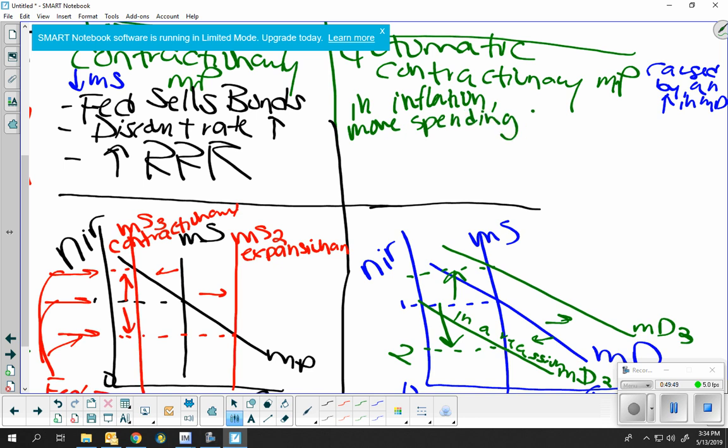So would that be crowding in? No, no, that's fiscal policy. And the loanable funds graph, this is the money market graph. The opposite of crowding out. Just look at it. For some reason, I could never understand that. In inflation, more spending, therefore more demand for money.